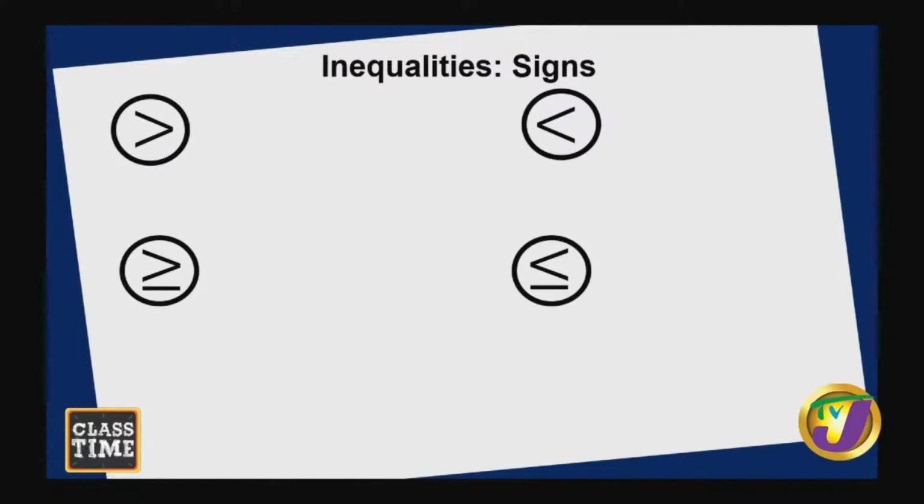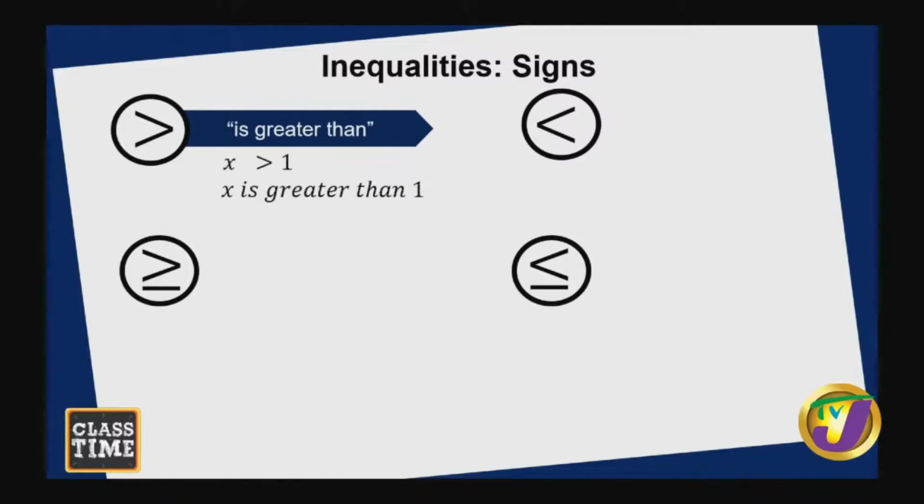The first one means is greater than. We can see that the opening points to the larger amount, the opening of the sign. The example is x is greater than 1, and it is in red. X is greater than 1.